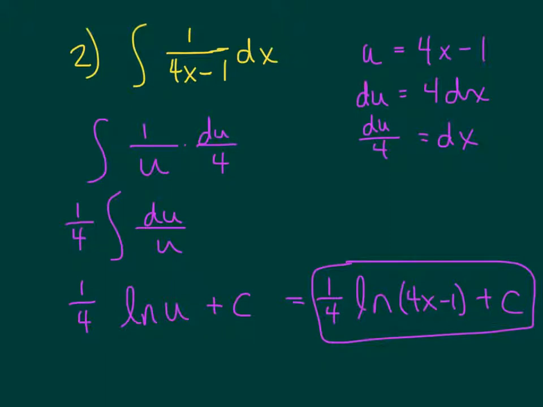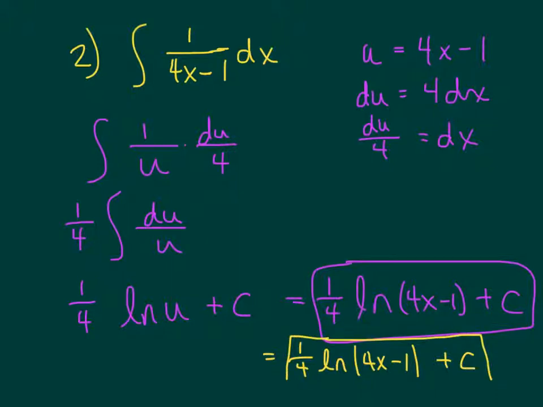And again, I want to point out that I could also leave this answer as 1/4 natural log of absolute value 4x minus 1 plus c. Again, because of the rule that I can only take the natural log of a positive number. And so like I said before, you will see the answer both ways, and so you should be prepared to give it both ways and also prepared to recognize it both ways.